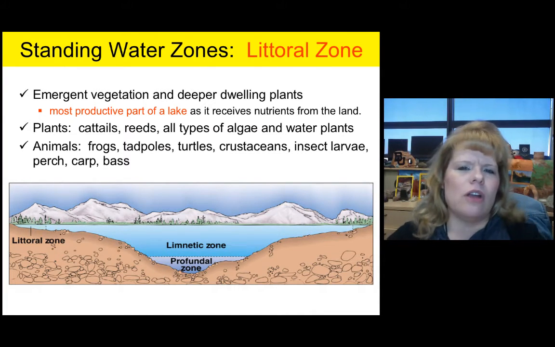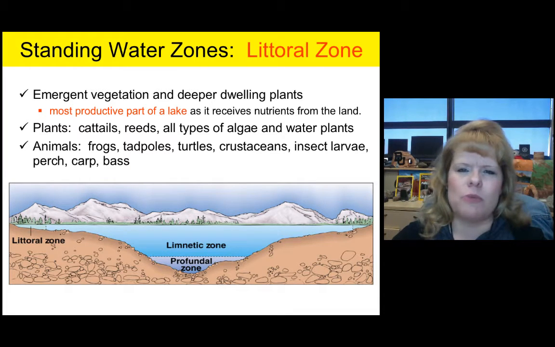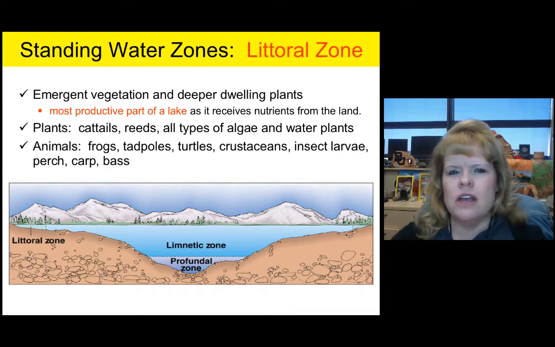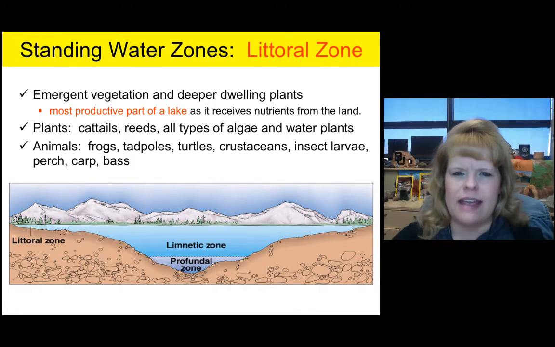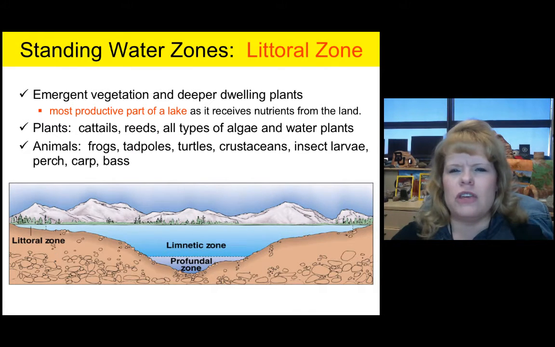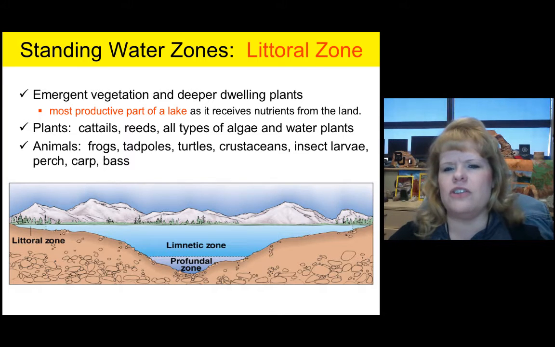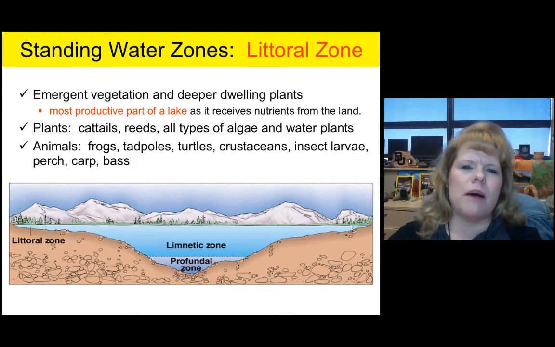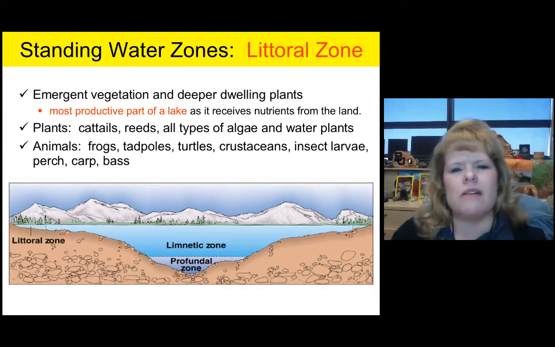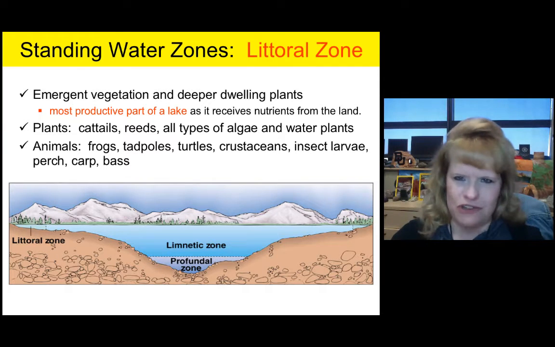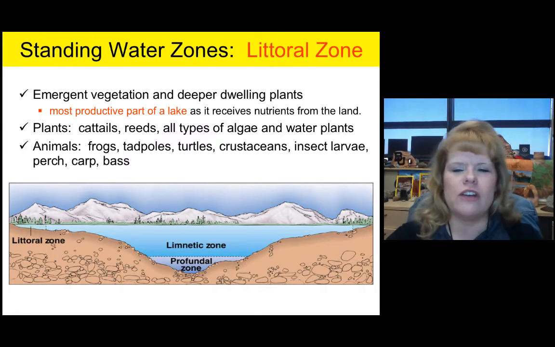But a lake, or a lacustrine system, is broken into three major zones. The littoral zone is the shallowest part of the water system at the edges of a lake. So you'll see both emergent vegetation and deeper dwelling plants that are rooted to the bottom, so they can't be that deep. They're looking at feet deep, but not tens of feet deep. But this is by far, test question, the absolute most productive area of a lake.